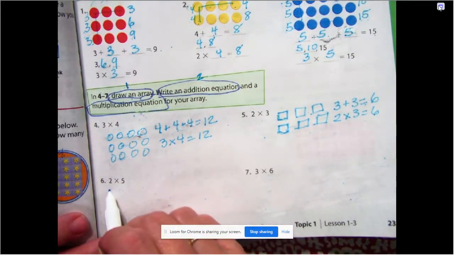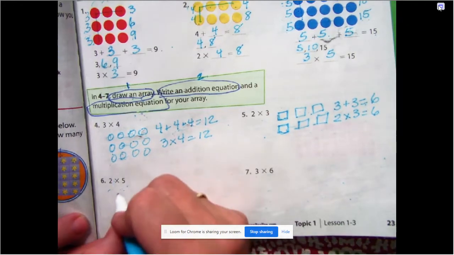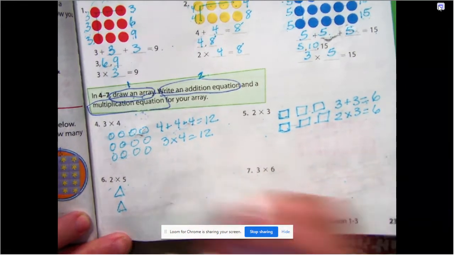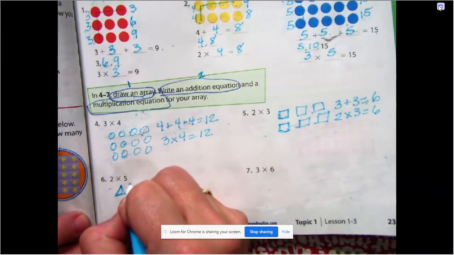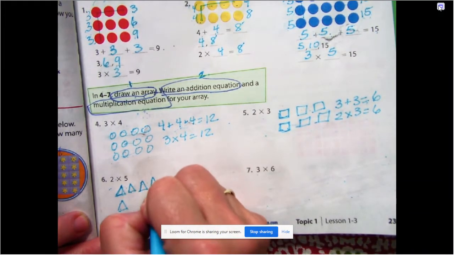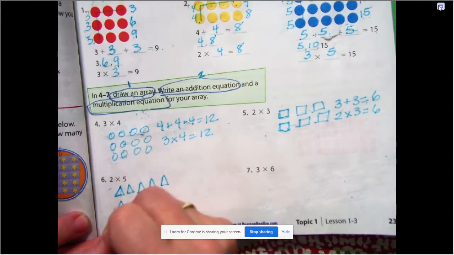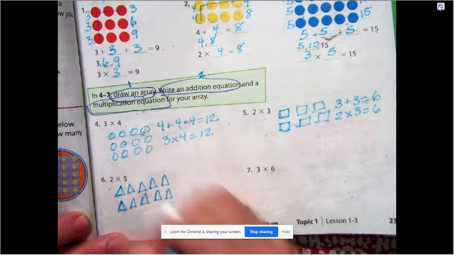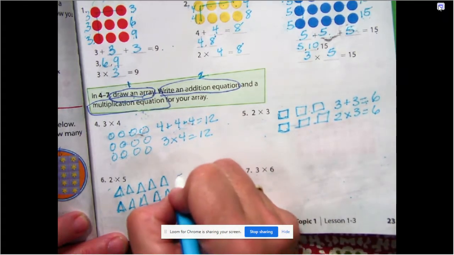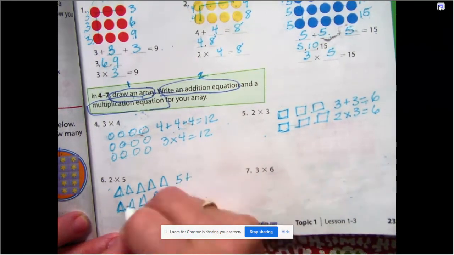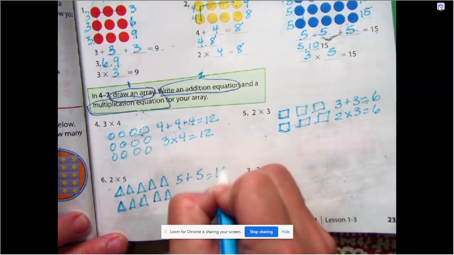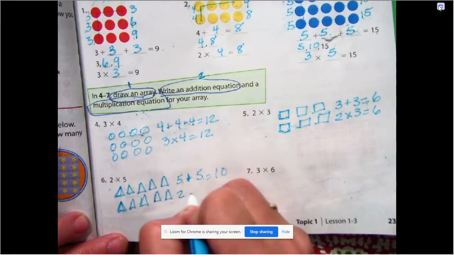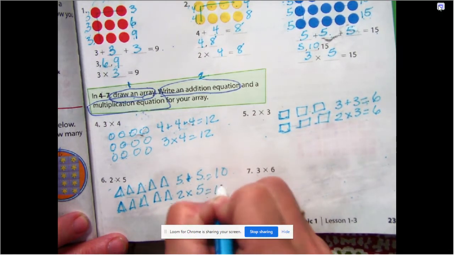All right, number 6, 2 groups of 5. So I have 1 group, 1 row, 2 rows, and I have 1, 2, 3, 4, and 5. 1, 2, 3, 4, and 5. So 5 for this row plus 5 for this row. 5 plus 5 is 10. How many 5s do I have? 2 groups of 5 equals 10.